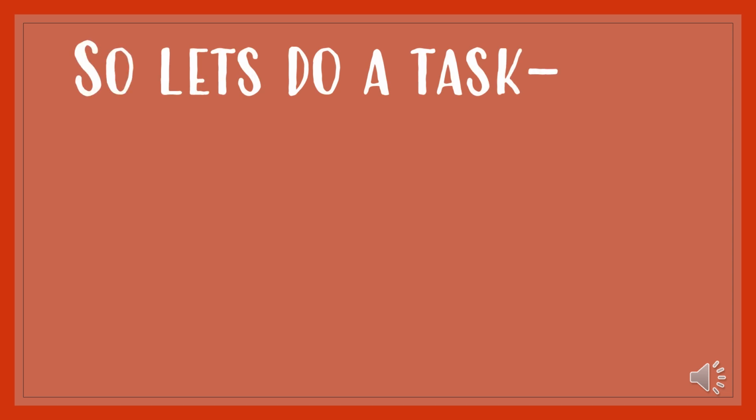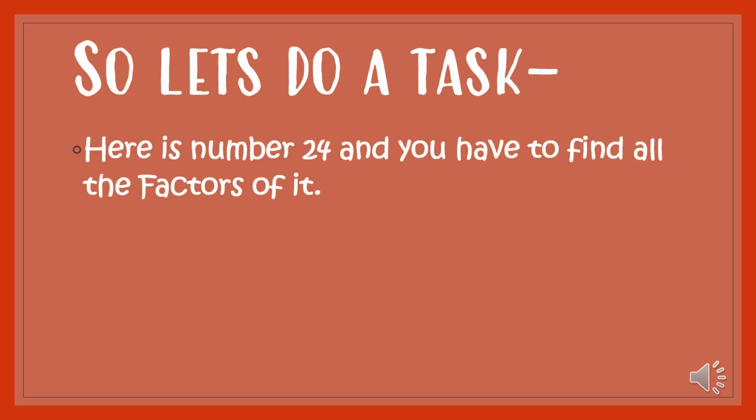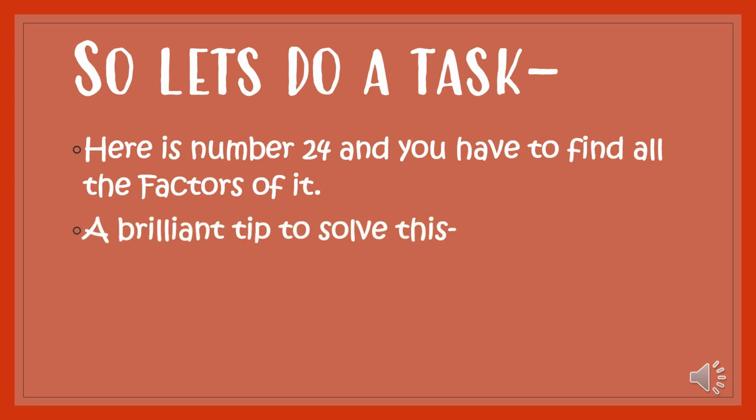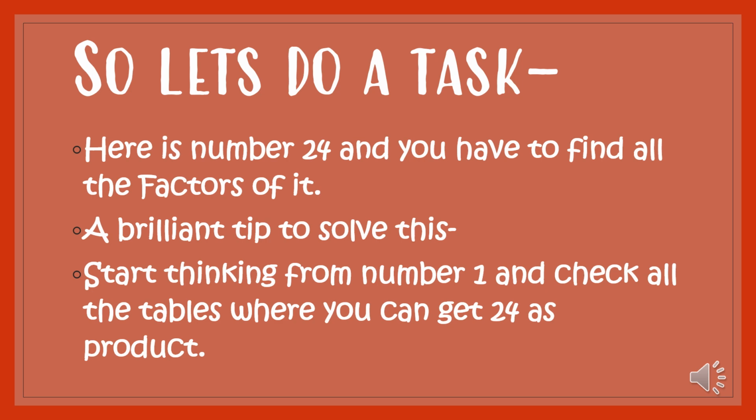So let's do a task. Here is number 24 and you have to find all the factors of it. Hey, remember, when you were an event organizer, you were supposed to arrange 24 chairs. So now is a good time to find out the answer to that question. But here I want to give you a brilliant tip to solve this. Start thinking from number 1 and check all the tables where you can get 24 as the product. So now it's your time to find out all the factors of 24. For this, you can pause the video here and we will check the answer in a while.